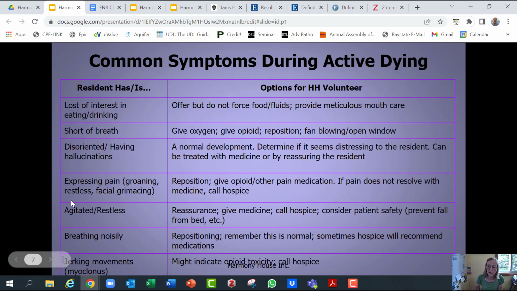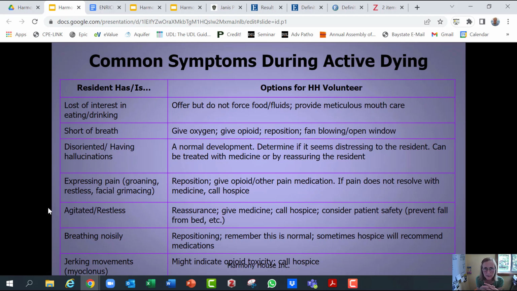Next, moving on to agitation or restlessness. This can be part, as you saw from the two roads towards death, of the process. Restlessness or agitation, certainly we can provide reassurance. We can give medicines that are available to us for agitation or anxiety. And if those aren't providing enough comfort for the patient, you want to call hospice.